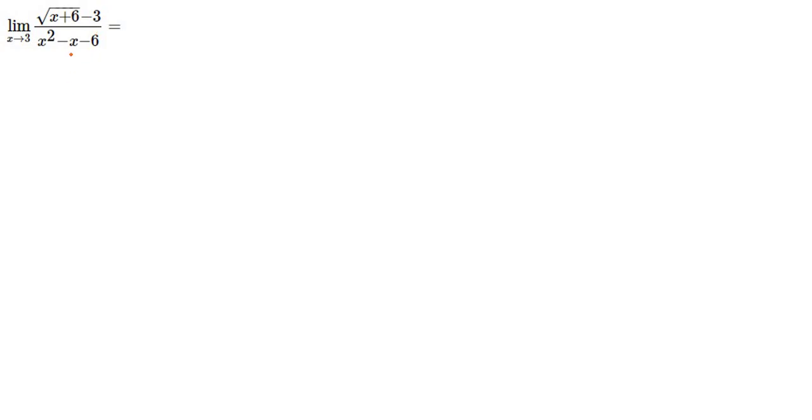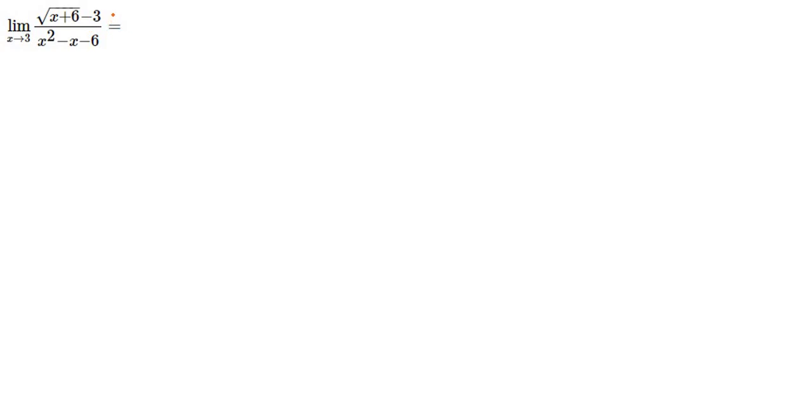So we're going to find the limit of this function as x approaches 3. And the first thing to realize is we can't just put 3 into this, unfortunately, because 3 squared minus 3 minus 6 is going to equal 0, and that's going to be a problem because we can't divide by 0 yet. But what we can do is multiply top and bottom by the conjugate to get rid of the square root.